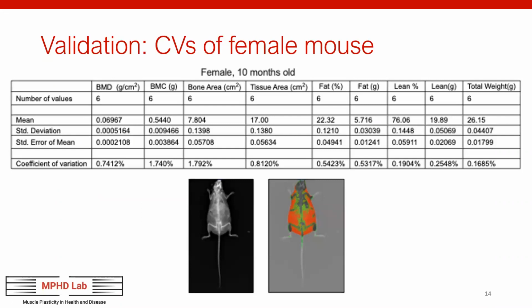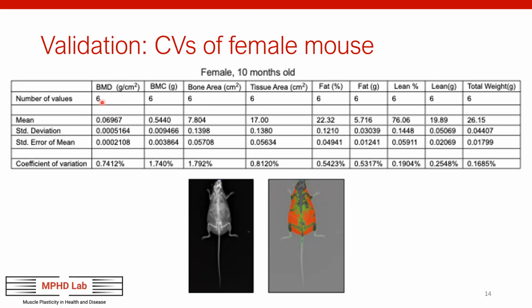And here are some CVs for a female mouse, in this case, a 10-month-old female mouse. And I'm going to show a bunch of these tables here, so I'll orient you to the tables. On the top, from left to right, we have bone mineral density, bone mineral content, bone area, tissue area, fat percent, fat in grams, lean percent, lean in grams, and total body mass. So all those things that Tanya was talking about in terms of what this system can measure.